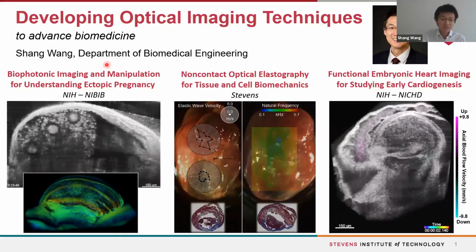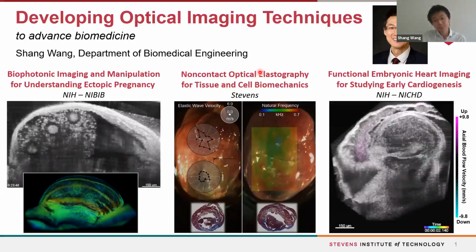In the first direction, we target the unknown etiology of tubal ectopic pregnancy, since it's so hard and challenging to study this life-threatening reproductive disorder, especially how it forms. So our goal is to establish a new intravital in vivo imaging platform that integrates 3D structural, functional, and dynamic imaging together with optogenetic control to really address this technical hurdle in ectopic pregnancy research.